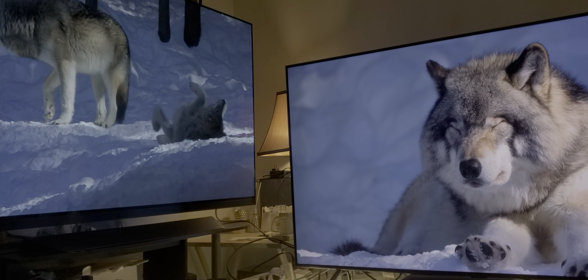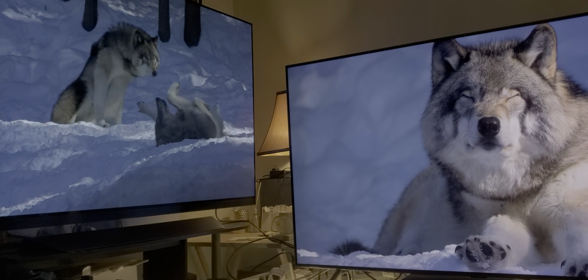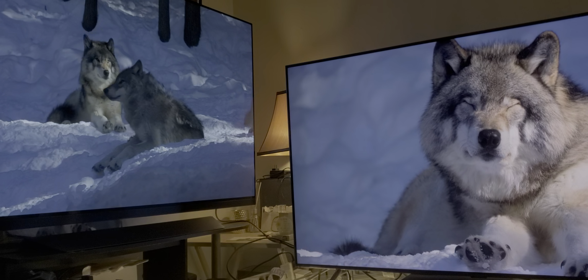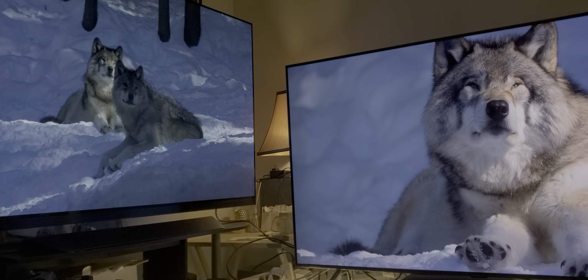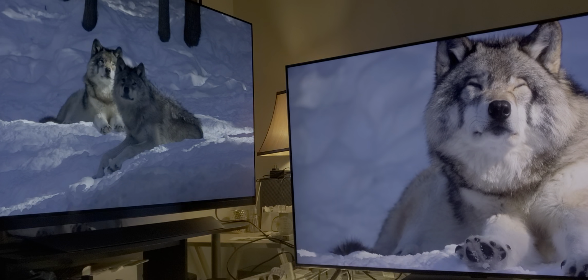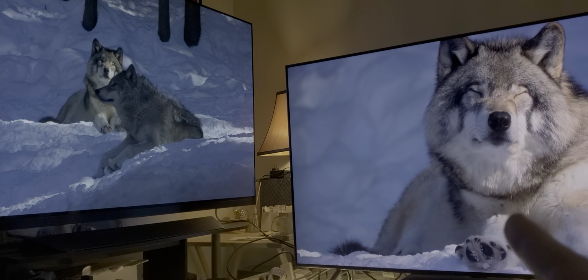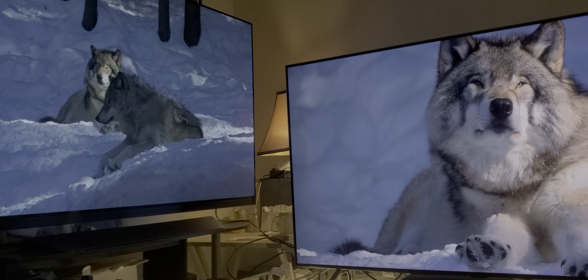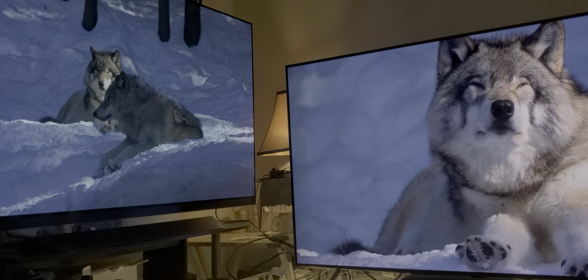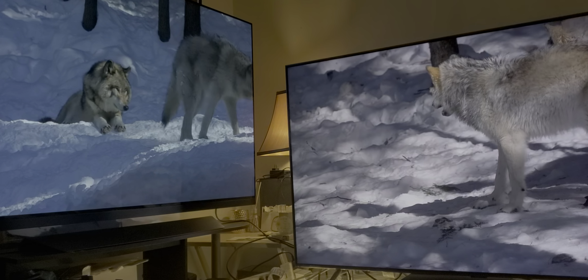This question has always been asked, and no matter how many times I try to answer it, it's always the same question that I need to answer, regarding OLED versus QLED. Now, please keep in mind it is really difficult for the human eye to see through a camera the difference between these two panels.